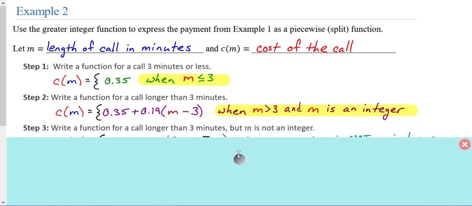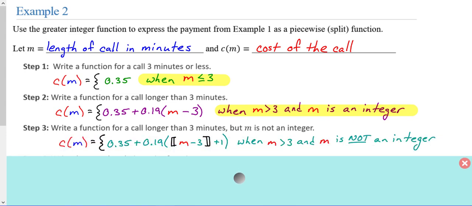The third step would be writing a function for a call longer than 3 minutes, but m is not an integer. So this is where we want to use our greatest integer function. So if you compare step 2's function to step 3, you will notice that in step 3, we added the greatest integer function around the m minus 3, and then we added the plus 1 to increase it because the greatest integer function takes it down, but we have to pay for that extra part that's over. And once again, we put our condition, in this case, our condition states when m is not an integer.